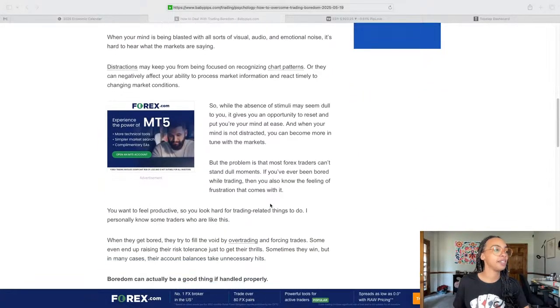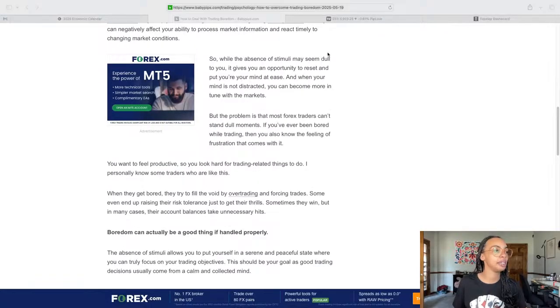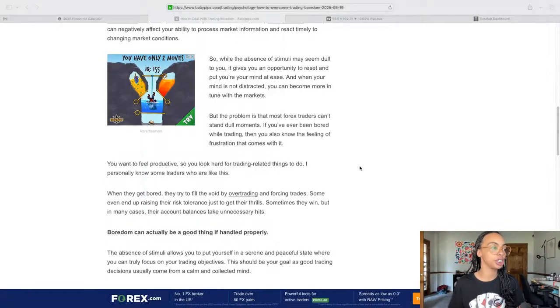So while the absence of stimuli may seem dull to you, it gives you an opportunity to reset and put your mind at ease. And when your mind is not distracted, you can become more in tune with the markets. But the problem is that most Forex traders can't stand dull moments. If you've ever been bored while trading, then you also know the feeling of frustration that comes with it.